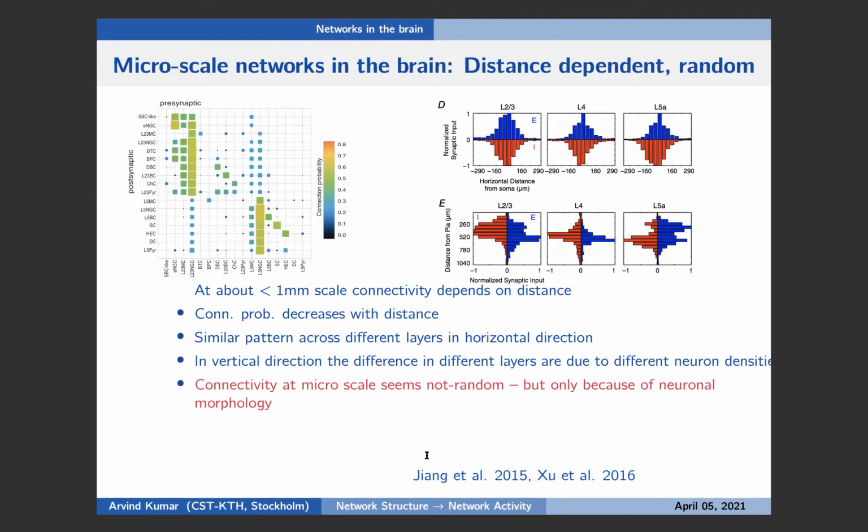Within a layer, if we look at short distances, it turns out that average connectivity of neurons depends on the layers where they are. And the connection probability decreases as a function of distance. In this case, for instance, if a neuron is sitting in layer 2, 3, its connectivity will decrease as a function of distance, both for excitation and inhibition.